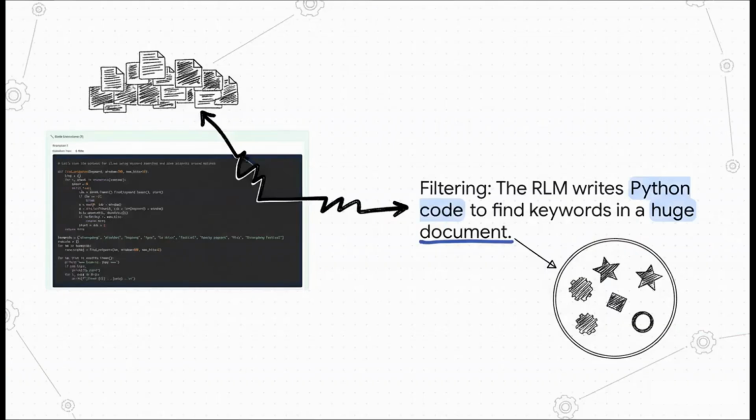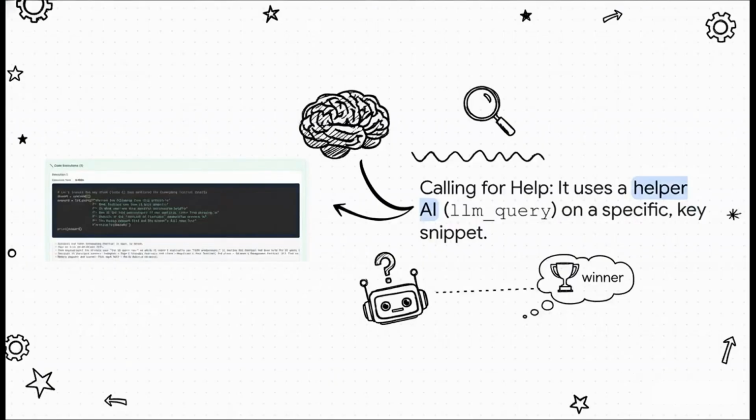And here's a perfect example of that filtering strategy in action. The RLM is given this massive document. Instead of trying to read the whole thing, which would be a huge waste of time, it just writes a tiny piece of Python code to search for specific keywords it thinks are important. It's intelligently narrowing down potentially millions of words to just a handful of critical sentences. And this right here shows that next step beautifully. Once it's found a little snippet that looks promising, it doesn't try to analyze it with everything else in its head. No way. It makes what's called a recursive call, that LLM query you see. It basically calls up a helper AI and gives it one super small, super focused task, like, hey, from this one paragraph, tell me the winner's name. And that move is what lets it completely sidestep the context rot problem.